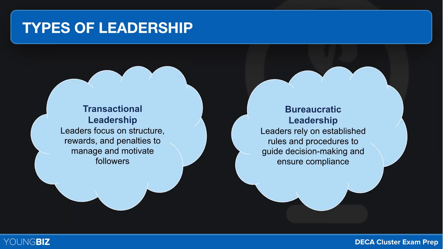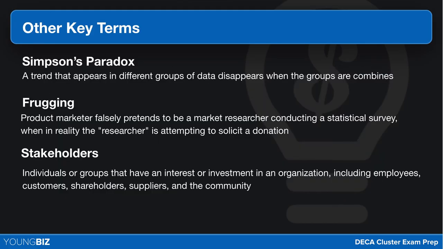Transactional leadership. This is where leaders focus on structure, rewards, and penalties to manage and motivate followers. Bureaucratic leadership. Leaders rely on established rules and procedures to guide decision making and ensure compliance. Now we're going to go over some other key terms.